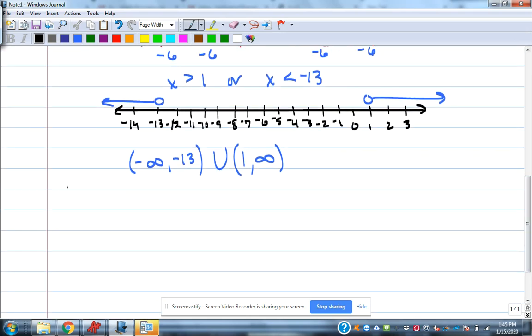All right. Number 2. Absolute value of 2x minus 3 is less than 19. Is the absolute value isolated? Yes. What symbol is between it and the number? Less than, so we know that this is an and problem.